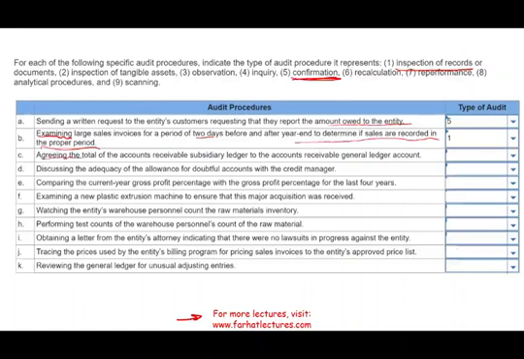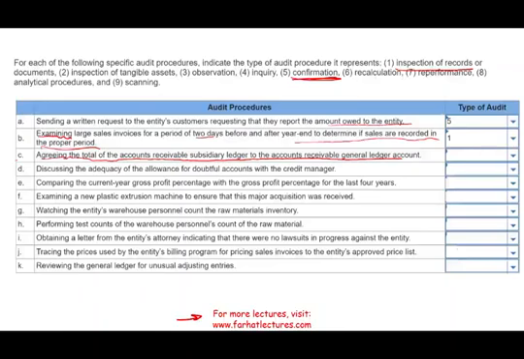C, agreeing the total of the accounts receivable subledger to the accounts receivable general ledger account. So here what you are doing is you are adding up all the subledgers. For example, you add up all the clients' accounts, all their customers. They have 5 customers. You add them up, it's $1 million. Then you look at their general ledger and make sure it's $1 million.